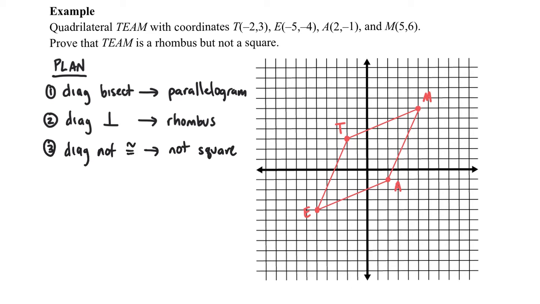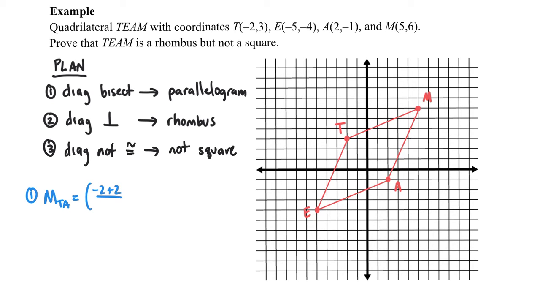So step 1 is show that the diagonals bisect each other, which involves doing two midpoints. So here we go. I'm going to do the midpoint of my diagonal TA. Notice I use subscripts. That helps keep everything straight. Please use the subscripts. So the diagonal TA is going to be -2.